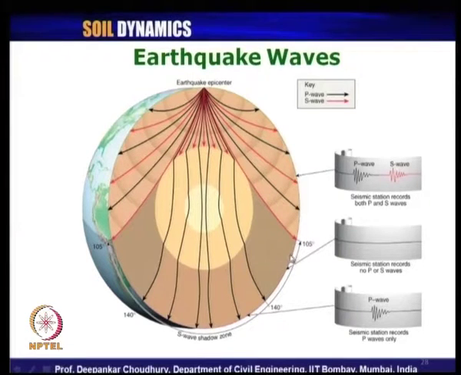Whereas, if some seismic recording stations are located in this zone, that is between about 105 to 140 degrees, their seismogram will record nothing, because neither the P wave nor the S wave is reaching this zone. It is a shadow zone for both the P wave as well as the S wave. So, though the recording station is there, it cannot record anything. They will not feel anything, as if no earthquake has happened in the other part of the world.